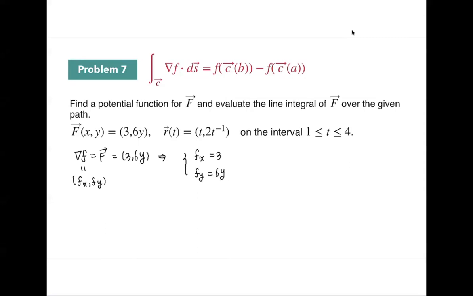And from the first equation, if you integrate with respect to x, then you get f of x comma y as given by 3x plus some function of y.